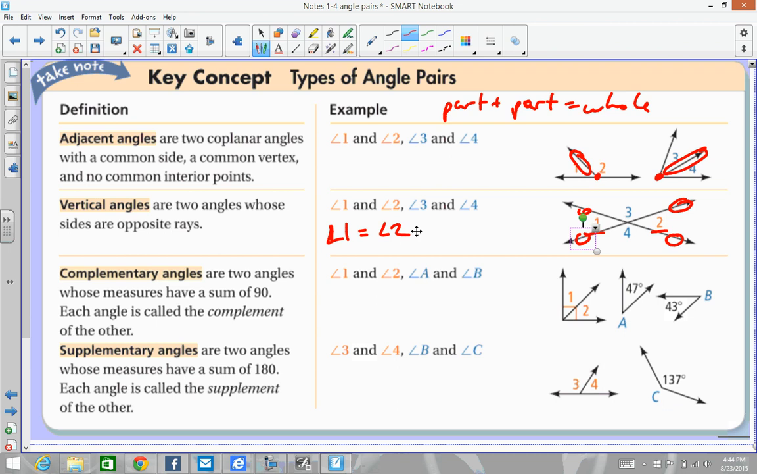Okay. Or angle 3 and angle 4. They always come in two pairs. All right. And so then we have complementary and supplementary. Complementary angles are two angles whose sum is 90 degrees. Each angle is a complement of each other.